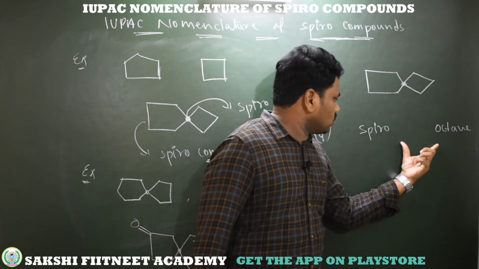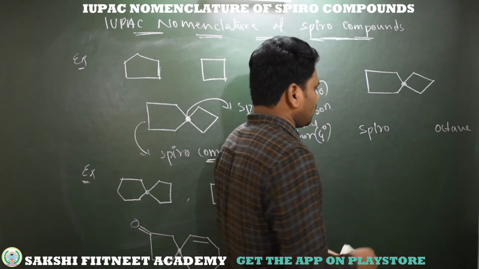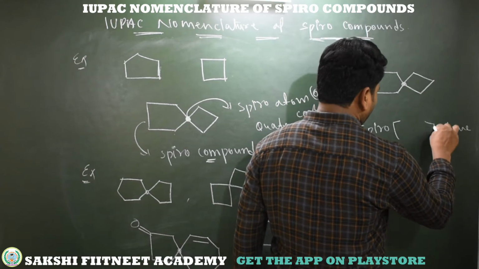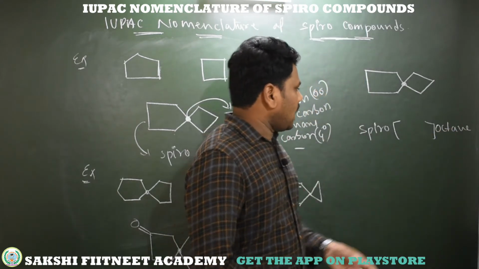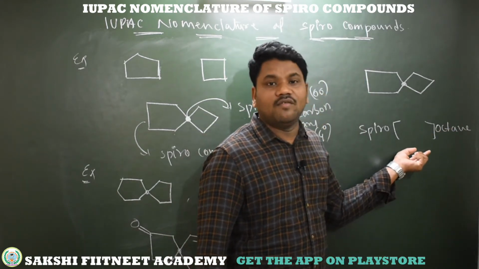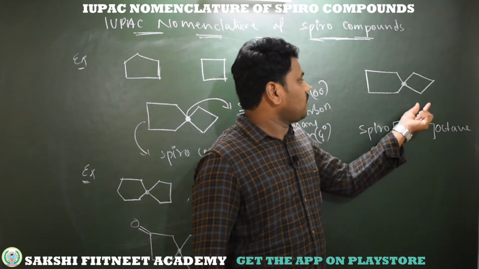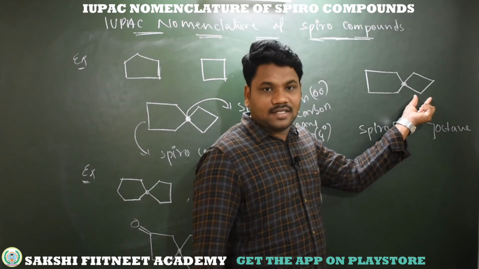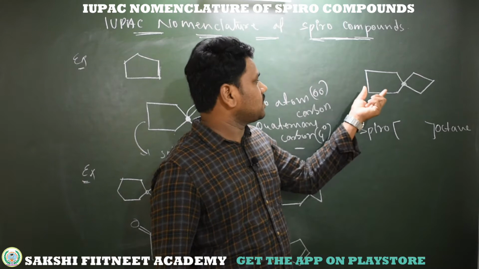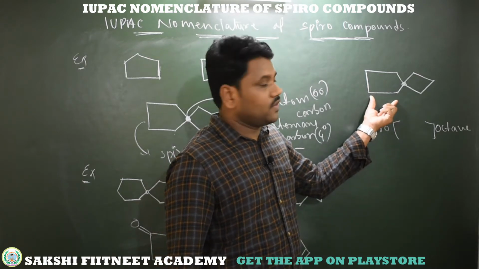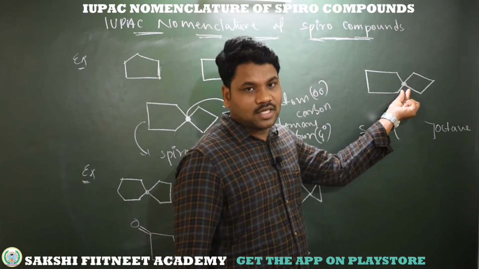In between these two, spiro and octane, you just keep a square bracket, and in this bracket we are giving information about the number of carbons present in the right side cyclic ring and the number of carbons present in the left side cyclic ring without this common carbon.